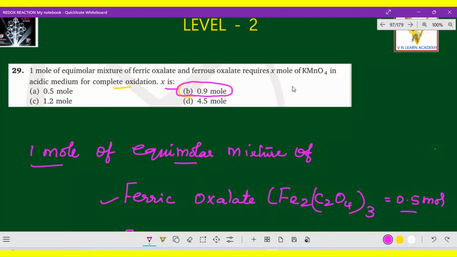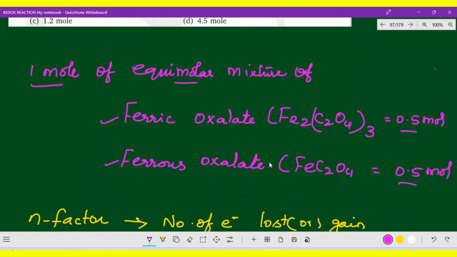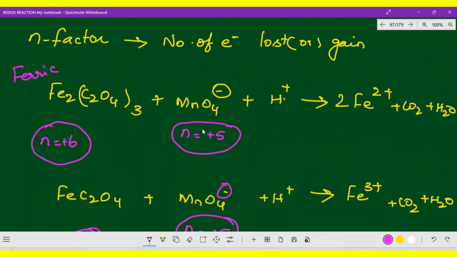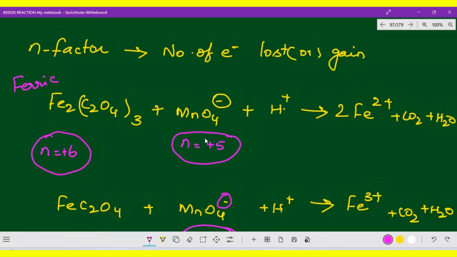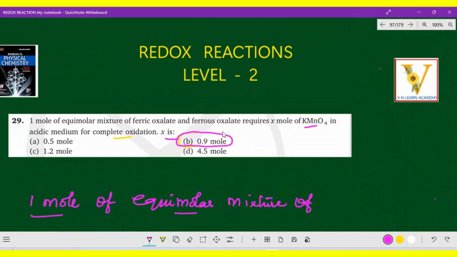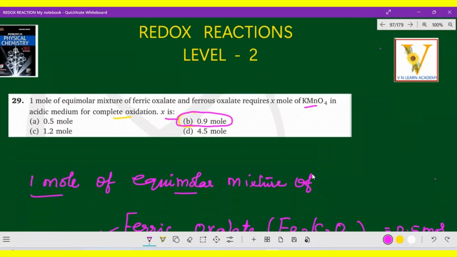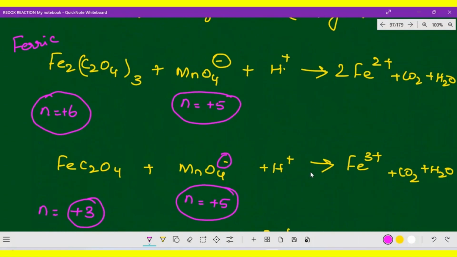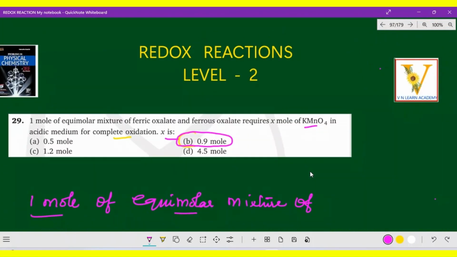I hope you got the clarity, that is KMnO4 required in acidic medium for complete oxidation, that is 0.9. Now everybody will ask the question, how do we get 5X? For complete oxidation of permanganate, how many electrons is it providing? So +5 oxidation, so for complete oxidation of X, 5X is what we got. I hope you got that clarity. I think I have given a better idea for you to understand. Otherwise, you can pause this video and watch once again, so that you will come to know the clear idea.